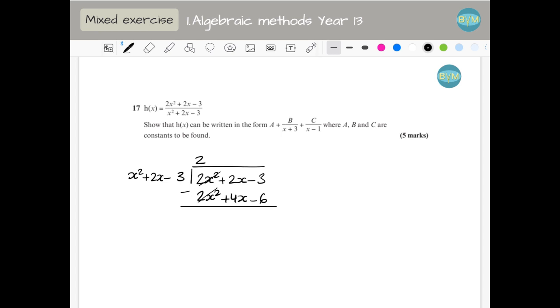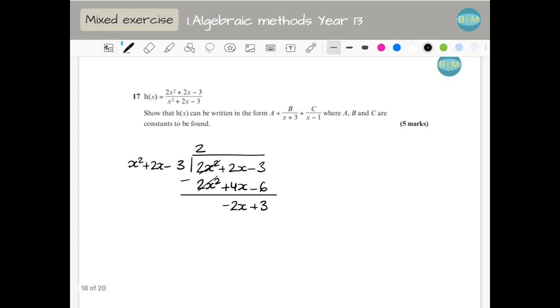2x squared minus 2x squared are gone. 2x minus 4x is minus 2x, and minus 3 minus minus 6 is positive 3, so plus 3. I cannot divide more because this is x and this is x squared, which means this division can be written as the answer plus the remainder divided by the divisor. So hx is going to be my answer, which is 2 plus the remainder, which is minus 2x plus 3, divided by the divisor.